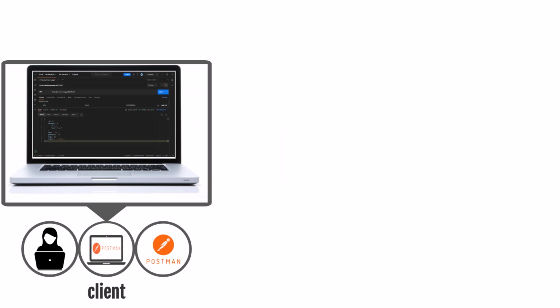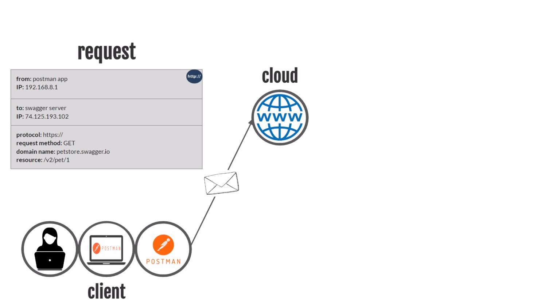Postman is also a client app. Once you set test data, the valid URL and the valid request method, and click send, the same happens as with searching for the home page in the browser. Then the client app, Postman, generates an HTTP request.